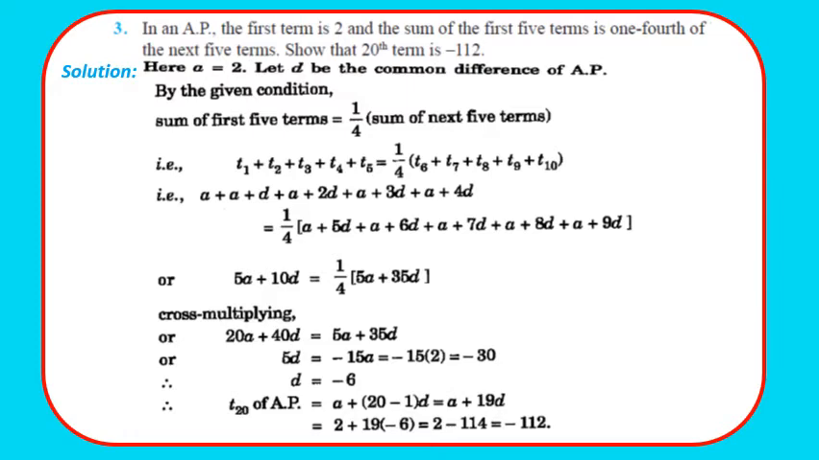Now we have to find the 20th term. So t20 or a20 equals a plus (20 minus 1) into d. So a is equal to 2 and d is equal to minus 6. Putting these values, we get the 20th term as minus 112, and this was our required proof. Okay, so pause and note down the solution.